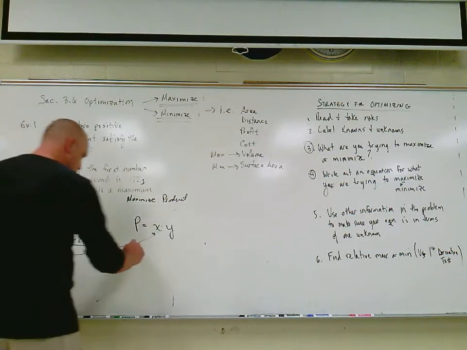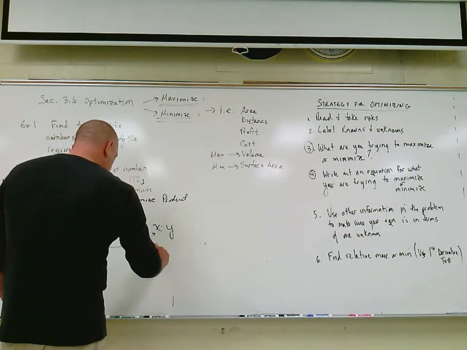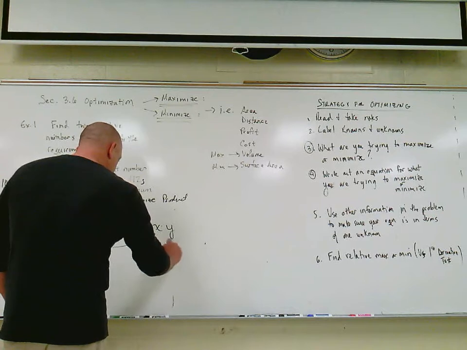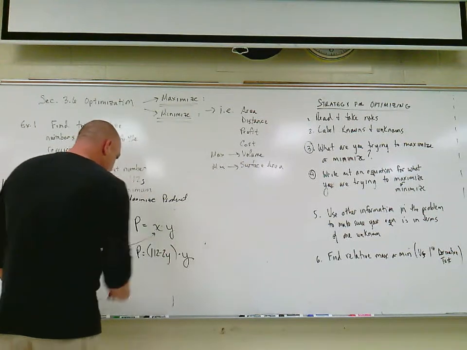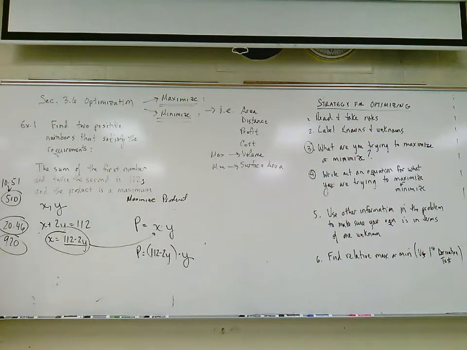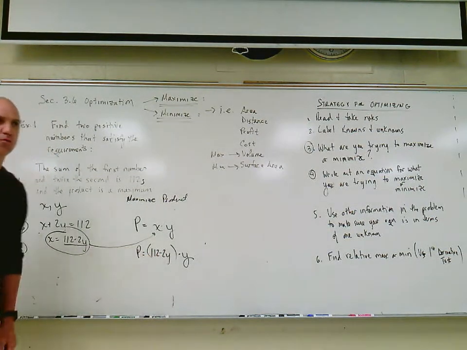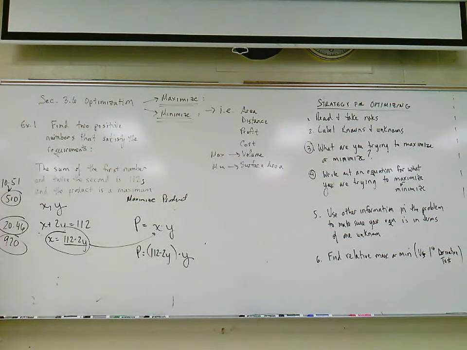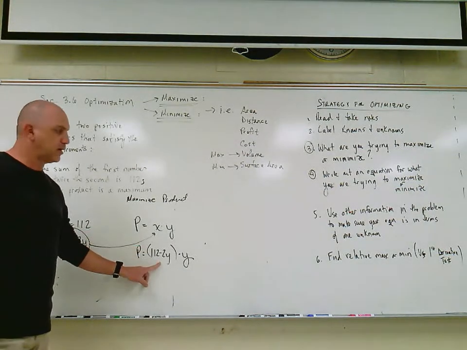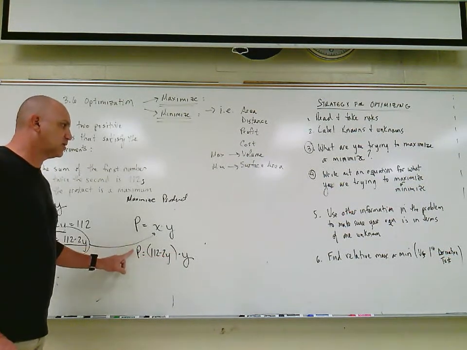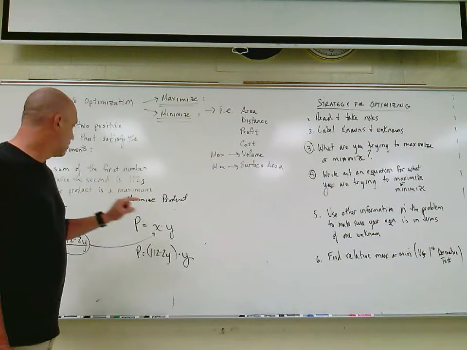That's going to go there. So x is 112 minus 2y times y. And now we have an equation with just one unknown. Okay. So now what we're going to look for is what does y need to be so that this is a maximum, okay, because we want to maximize.